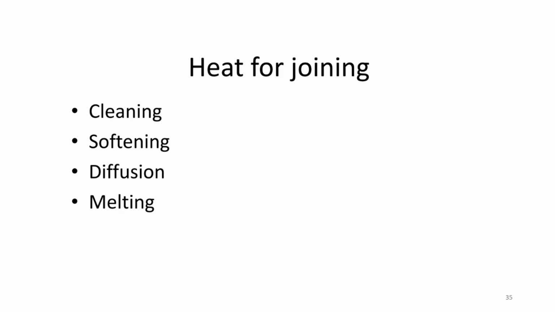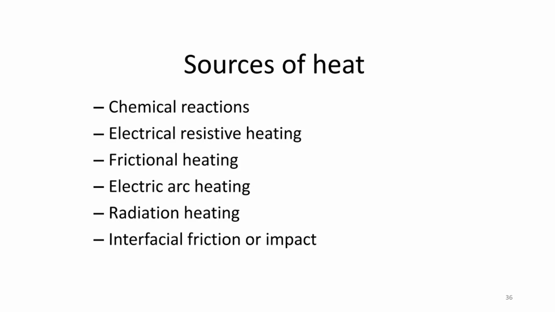Then we have types of heat, sources of heat. So these are the six sources. Chemical reactions, which can be combustion of acetylene, or a thermite type of reaction. In case of electrical resistive heating, you can provide resistance because of the electricity passage through a high resistance wire. Frictional heating, electric arc heating, radiation heating, and interfacial friction or impact.